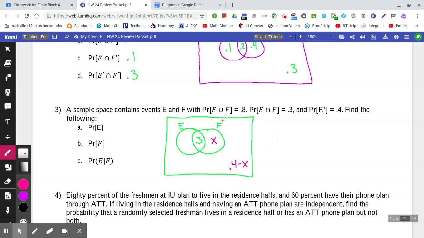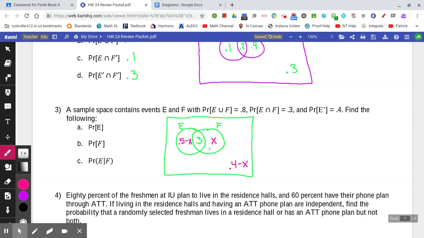The other piece of information that we were given is that E or F is 0.8. Okay, so if I just labeled this portion as X and this portion is 0.3, this piece as well, with those three included, needs to add to 0.8. So this portion is going to be 0.8 minus 0.3 minus X. So 0.8 minus 0.3 would give me 0.5, and then minus X.